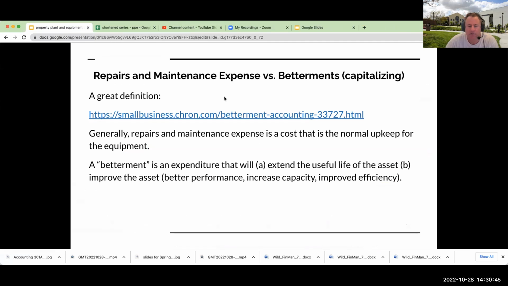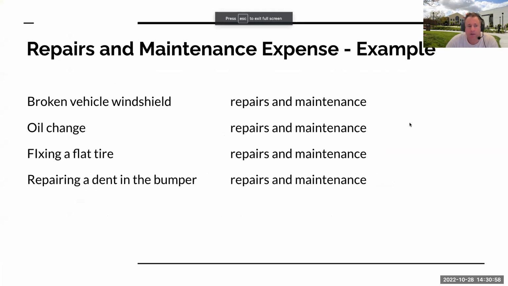So over here, repairs and maintenance is generally going to be a cost, which is going to be the normal upkeep of the equipment, right? So a betterment extends the useful life or improves the asset in some way. If we look at examples of repairs and maintenance, like a broken vehicle windshield shown in that article, that's repairs and maintenance. An oil change, repairs and maintenance. Fixing a flat tire, repairs and maintenance. Repairing a dent in the bumper, repairs and maintenance, right?